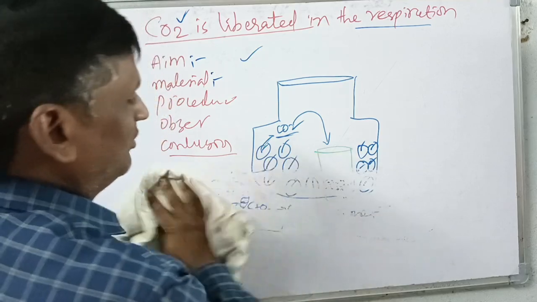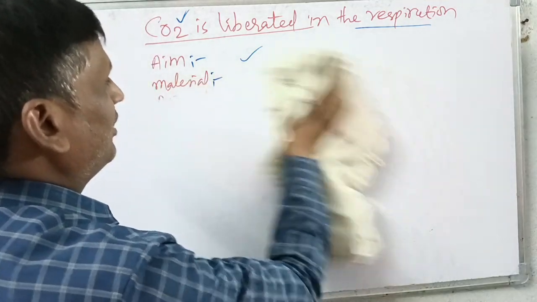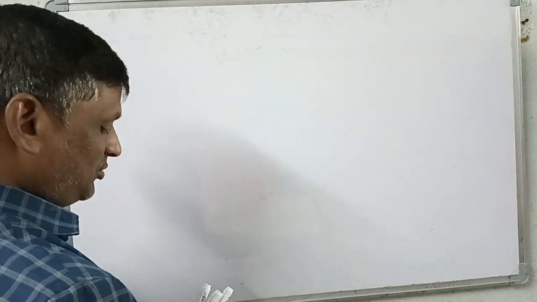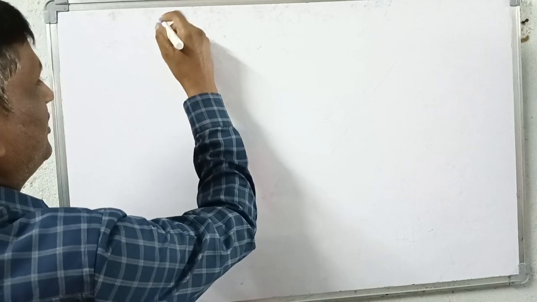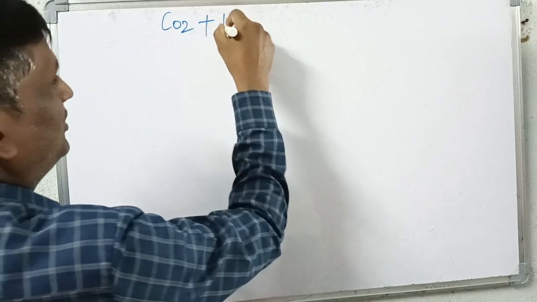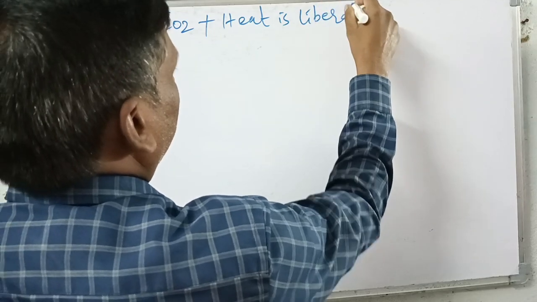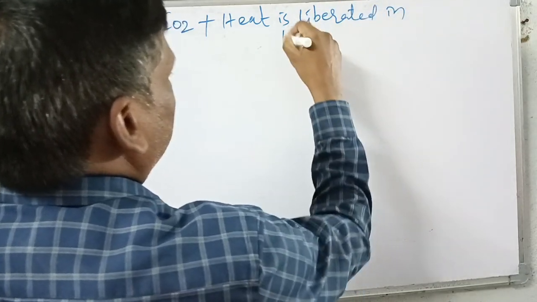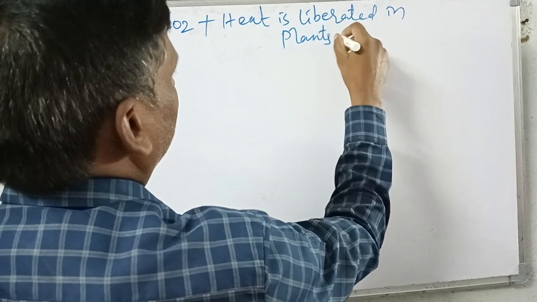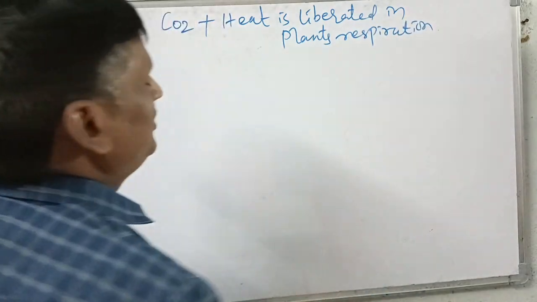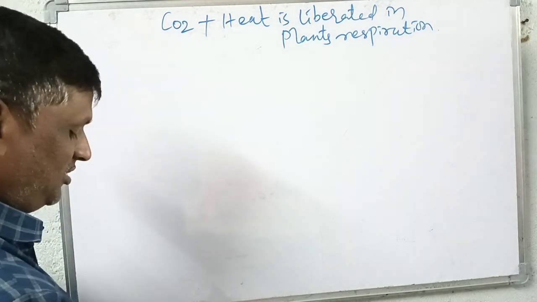And one more question: how can you prove that carbon dioxide and heat are liberated during the plant's respiration? Next one is carbon dioxide and heat liberated in plant's respiration.